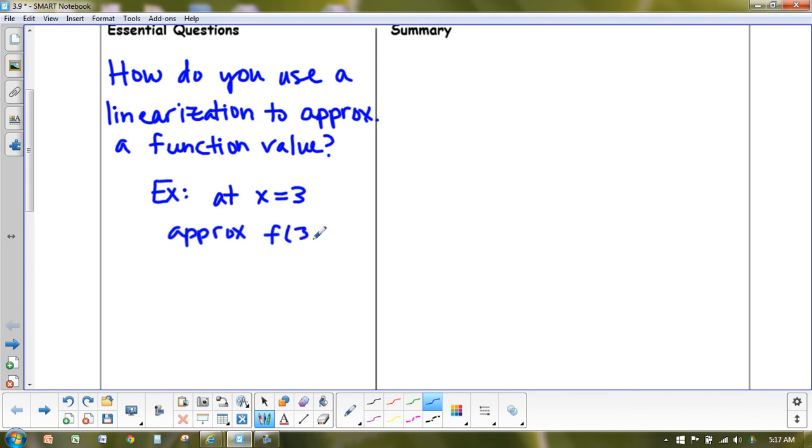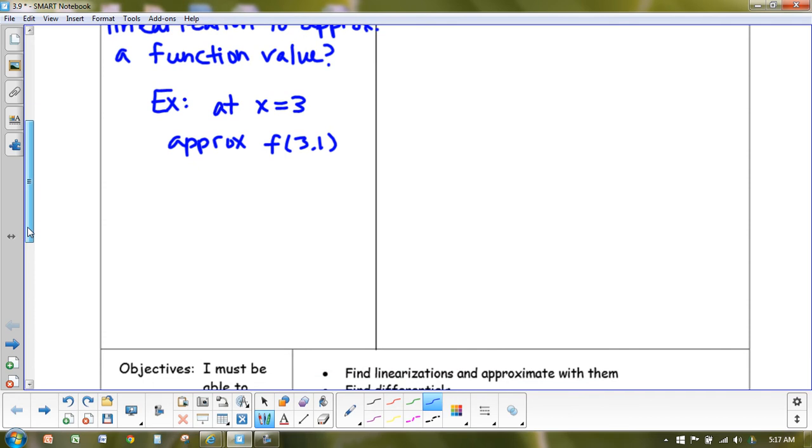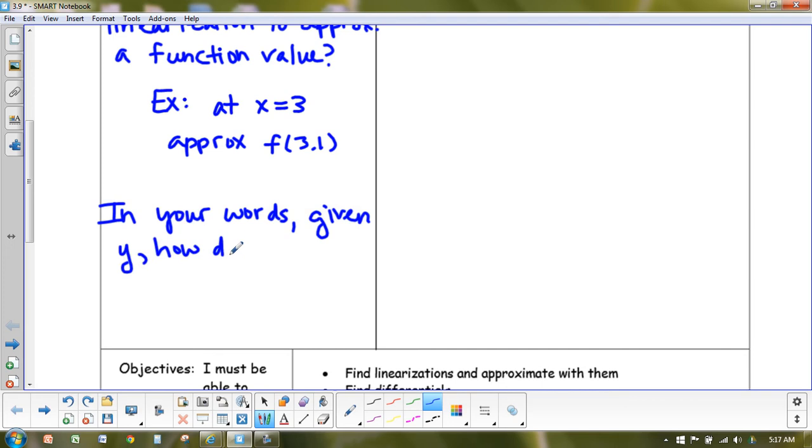And then your second essential question, in your words, if you are given y, how do you find dy? Okay. That'll be pretty simple. It'll come at the end.